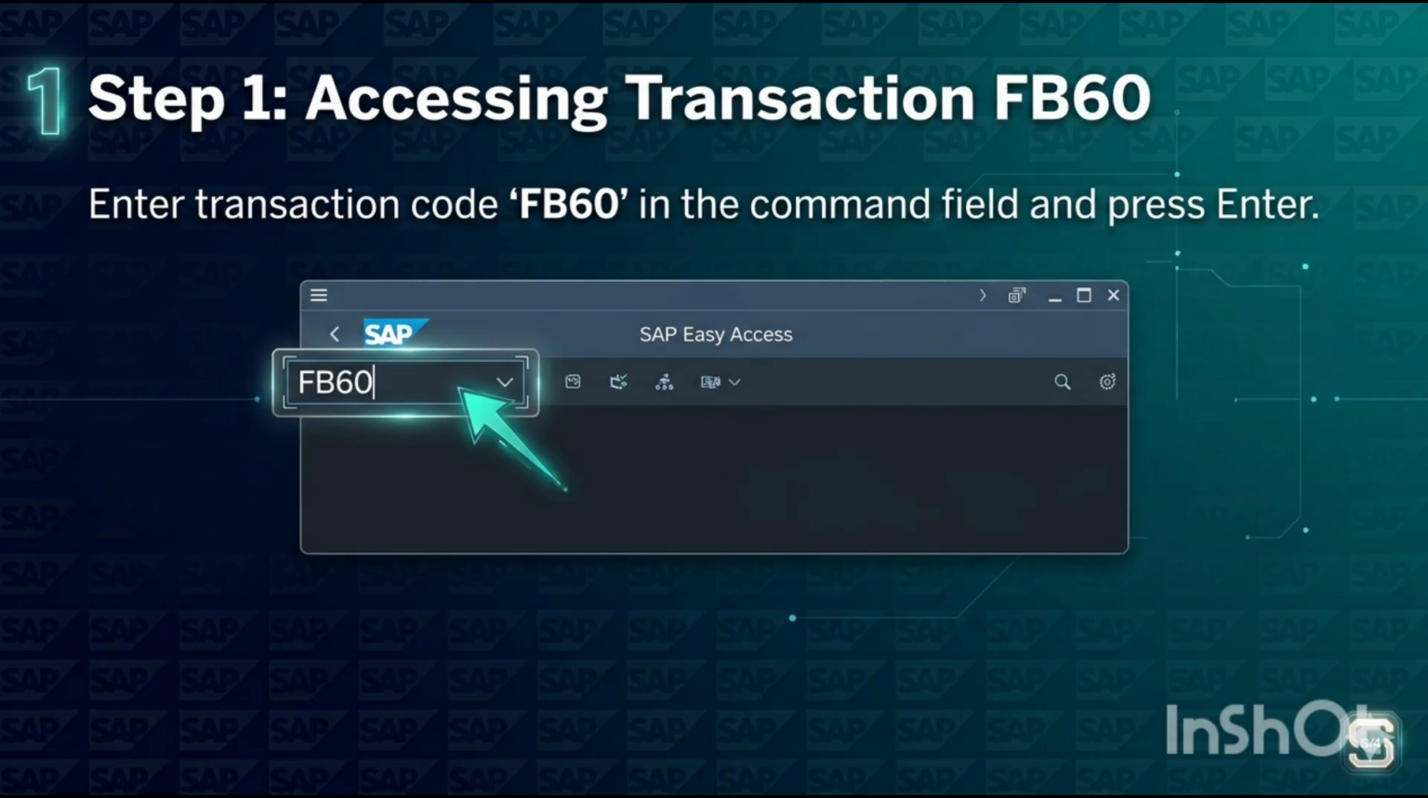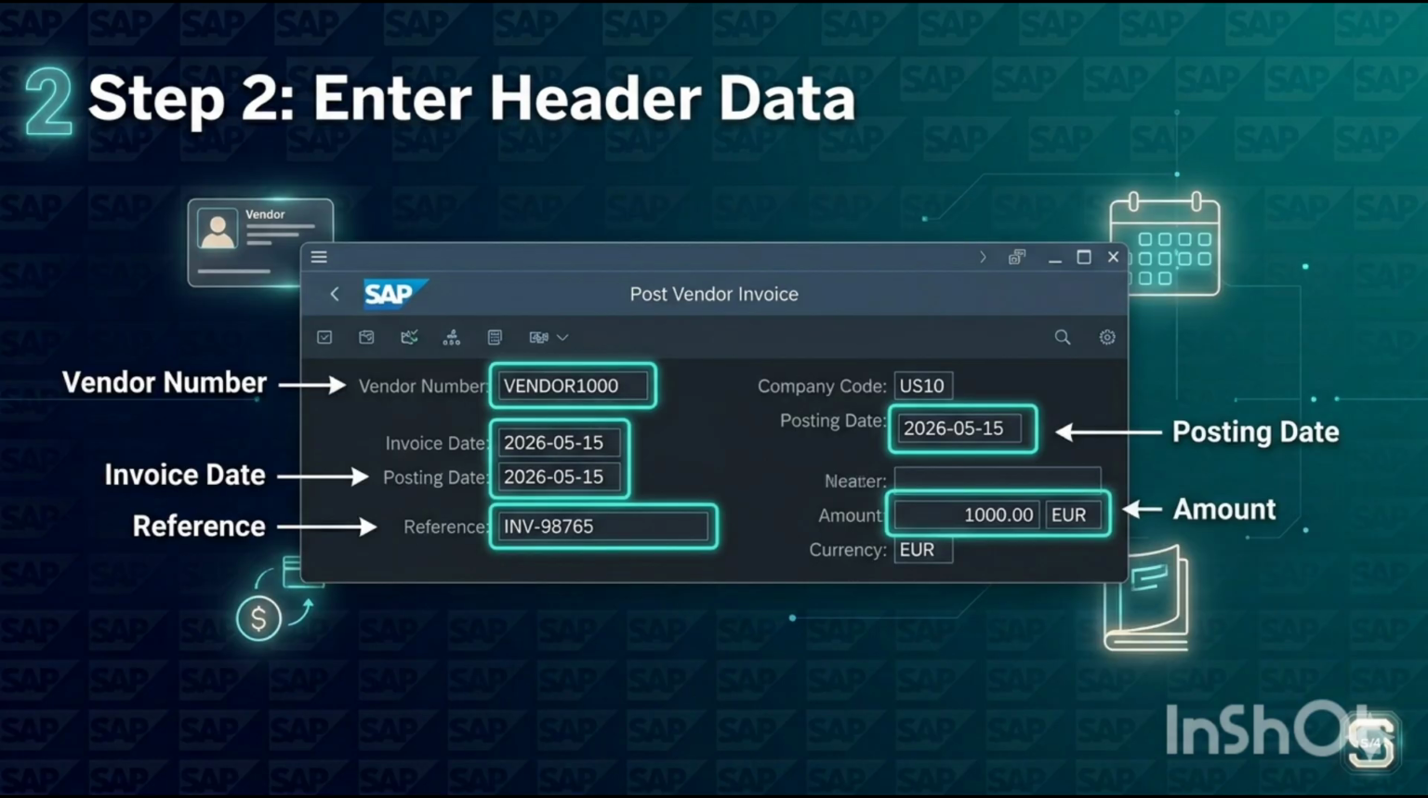So this is about step 2. In step 2, we enter the header data. This is critical as it identifies the invoice. Start by entering the vendor code. Then fill in the invoice date, posting date, and reference field, usually the vendor's invoice number. Enter the amount in the invoice amount field and select the correct currency. The system will automatically calculate the balance as you add line items.